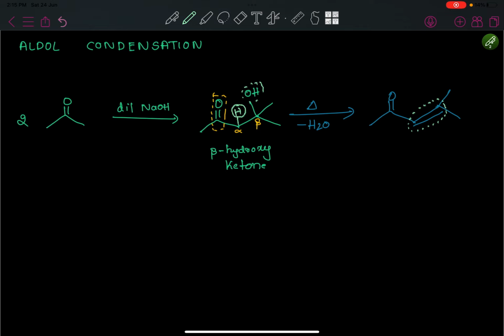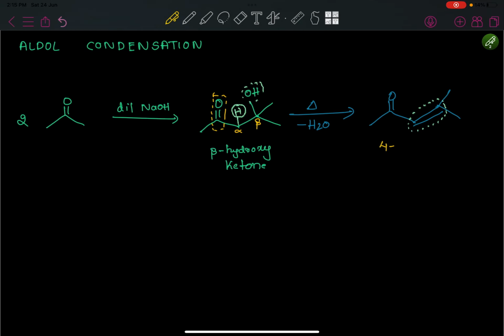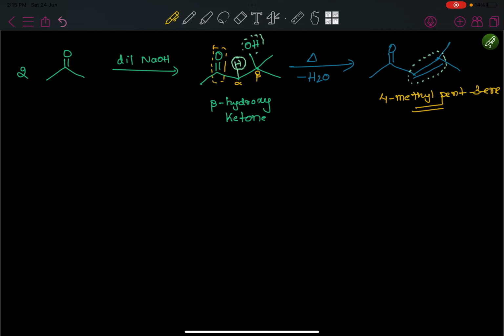So this is your final product, which is called 4-methylpent-3-en-2-one. This is the product after using a base in the first step, and in the second step I have just heated the beta-hydroxy ketone to obtain 4-methylpent-3-en-2-one as my product. Now let us see the mechanism first, how to arrive at this product.